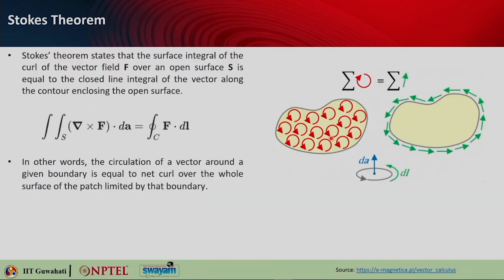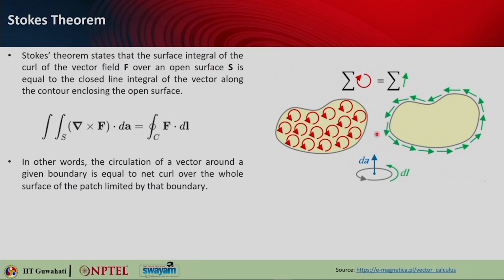Now as you can see in the picture here, the Stokes theorem actually states that the surface integral of the curl of the vector field F over an open surface, so let's assume this is an open surface and there are many curls of the vector field. So if you compute the overall curl of this vector field in this open surface, that will be equal to the closed line integral of the vector along the contour that is enclosing this open surface.